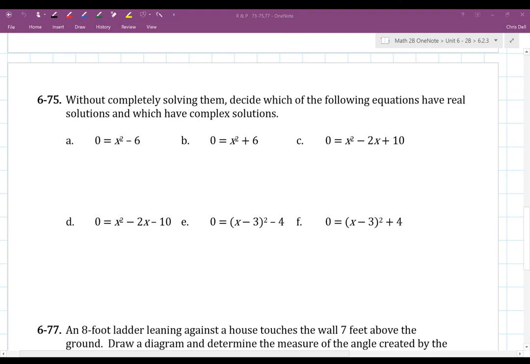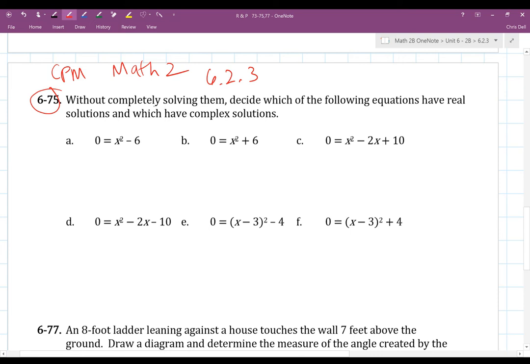We are looking at a question asking us whether we have real or imaginary or complex solutions to these equations without actually solving the equations. So let's look at some tricks here or some ideas on how to make this happen. This is a problem that I'm taking from CPM Curriculum Math 2, section 6.2.3, number 75, 6-75.